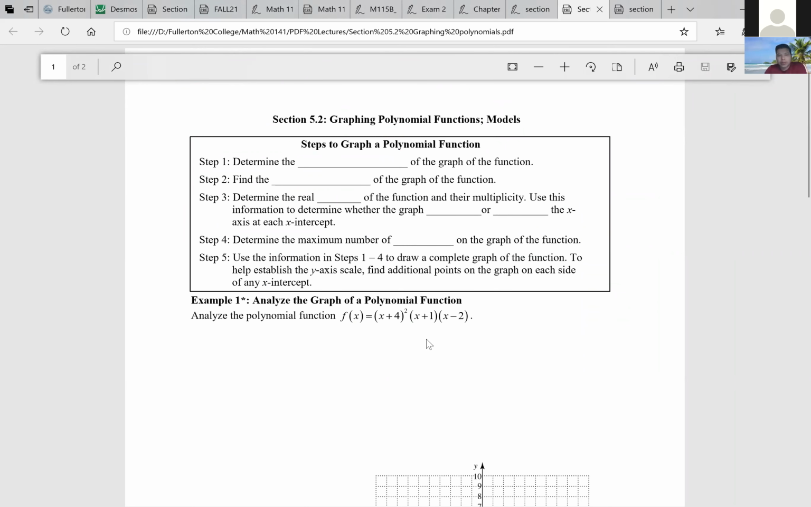Okay, 5.2. All right, so now in 5.2, we're going to put everything together and try to plot the functions, right?